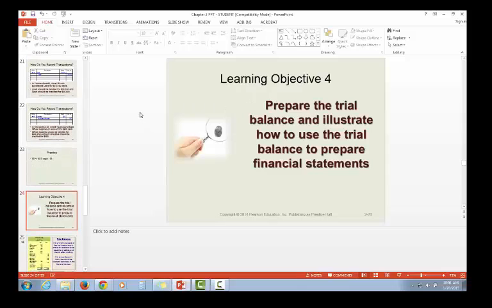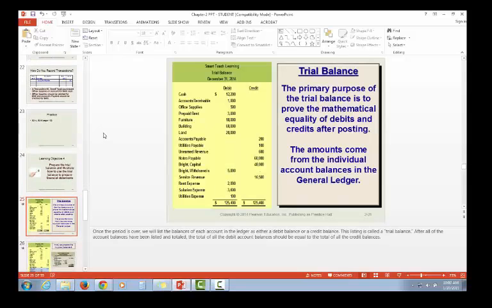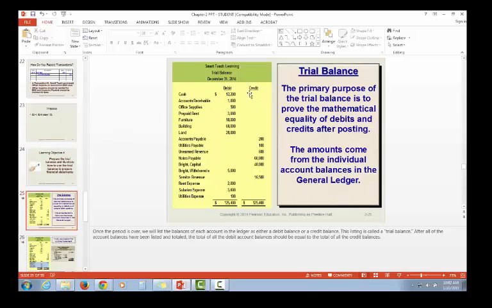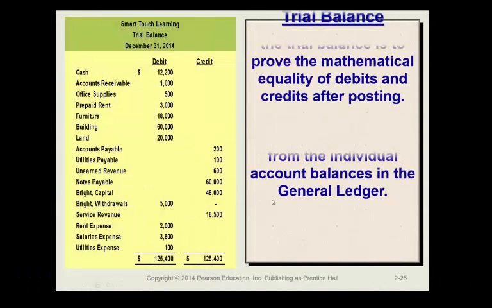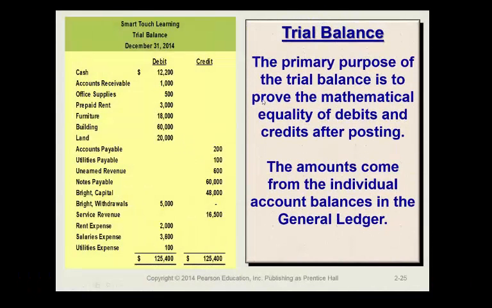All right, so now let's look at learning objective 4, and we're going to prepare the trial balance and illustrate how to use the trial balance to prepare financials. So here's our trial balance. At the end of the period, we total up all of our T accounts and get the ending balances. And those balances are listed here in the trial balance.